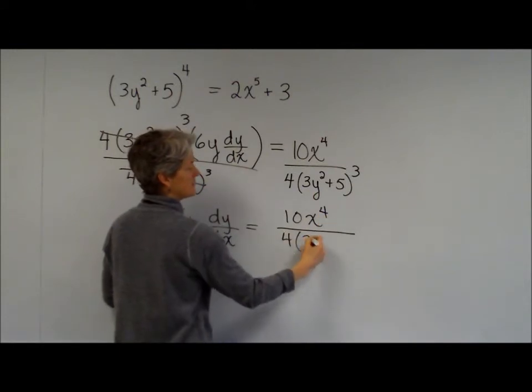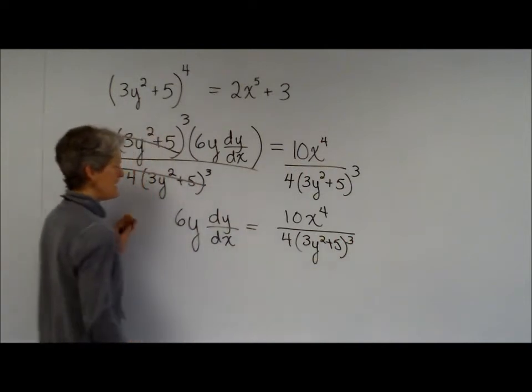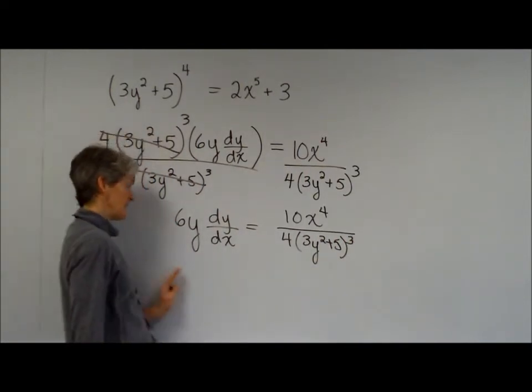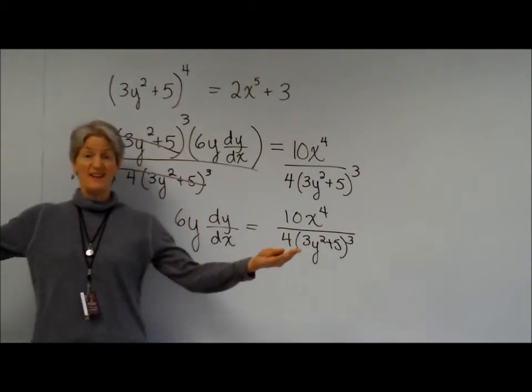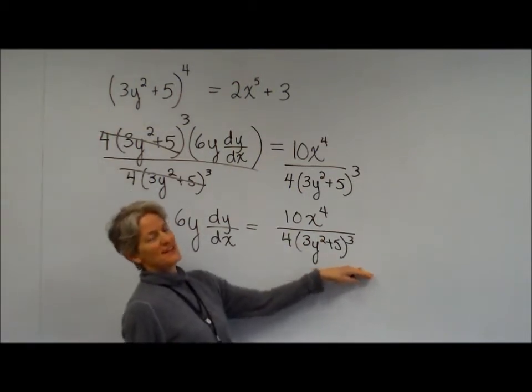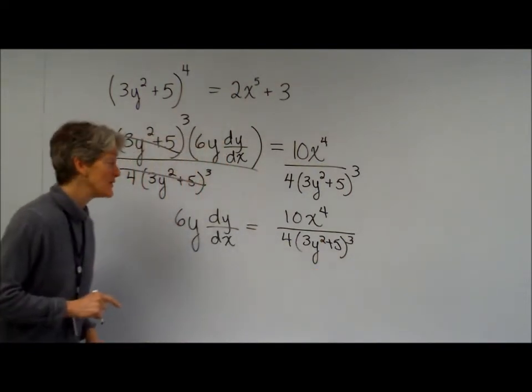Just going to rewrite this. Now, all I have to get rid of is that 6y. You might be tempted to say, let's divide both sides by 6y, and you absolutely could do that, but then I'm going to end up with a messy, complex fraction. I don't like that very much. I think you like it even less.